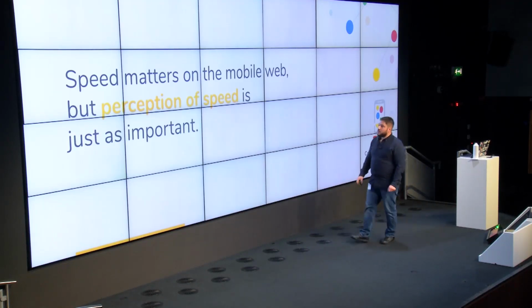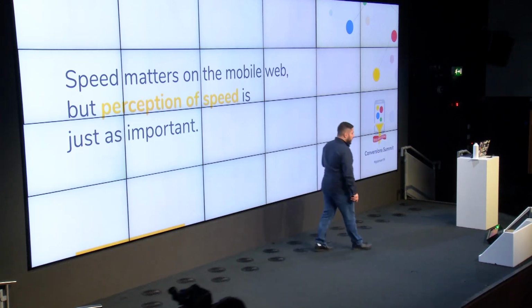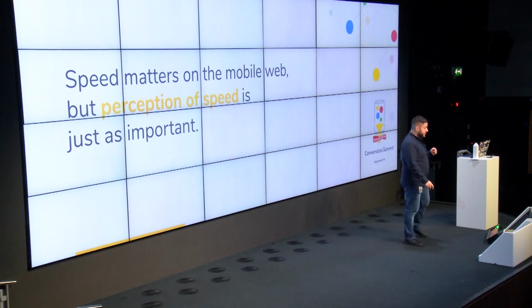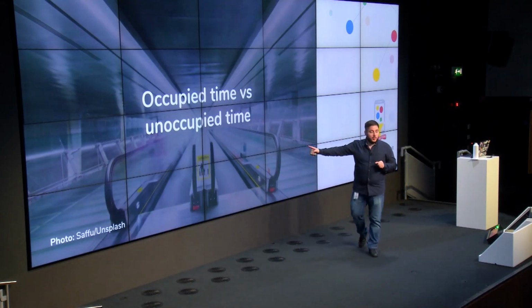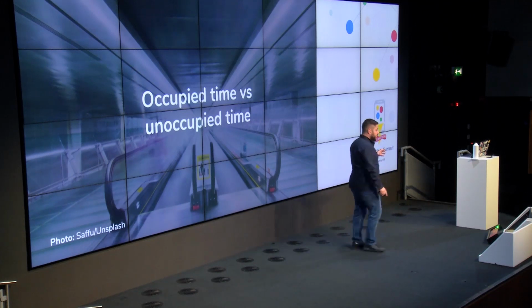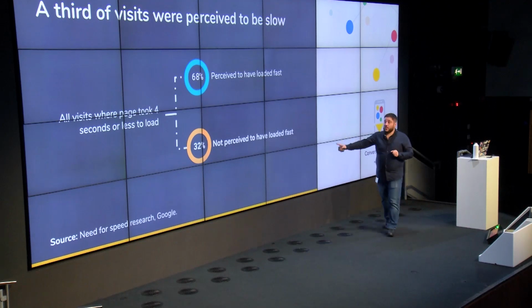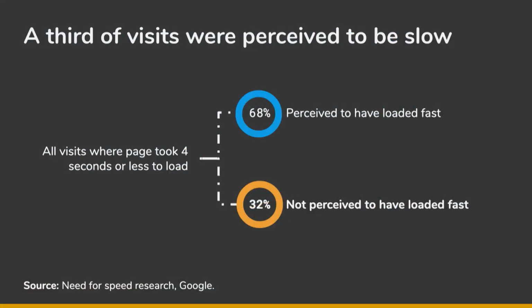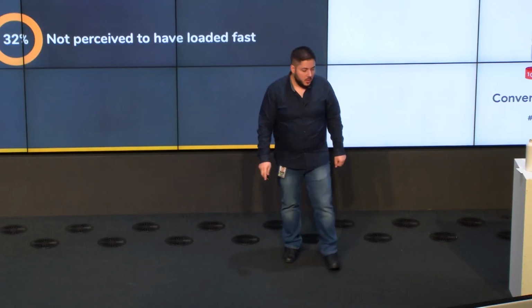So speed matters. Like, the technical speed is important, right? We've established that. But the perception is also important. Because remember, occupied time versus unoccupied time. This is really critical, the perceptiveness of it. And this is a scary statistic. 1/3 of web users still think technically fast sites are slow. So you've done all the optimization, like Houston Airport. What else can we do here?